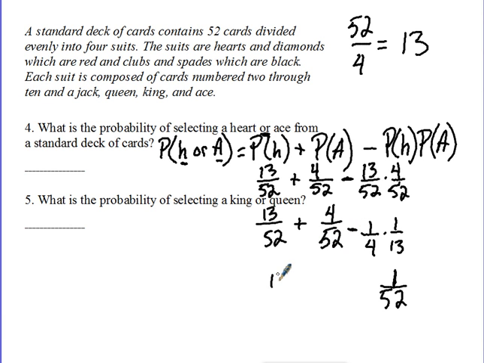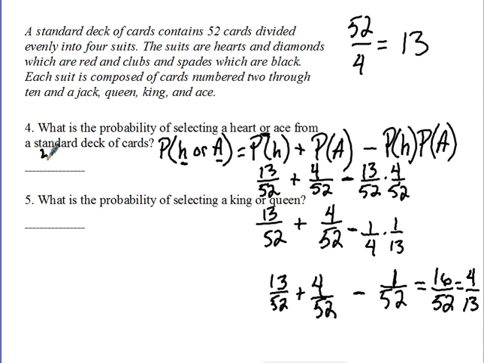So now we've got 13 fifty-seconds plus 4 fifty-seconds. 13 plus 4 is 17 fifty-seconds. Minus 1, 17 minus 1 is 16 fifty-seconds. And when we reduce this, 16 divided by 4 is 4, 52 divided by 4 is 13. We get 4 out of 13 is our probability of drawing a heart or ace out of a deck of cards.